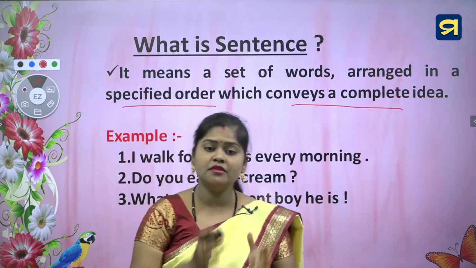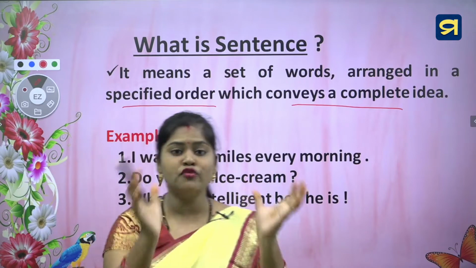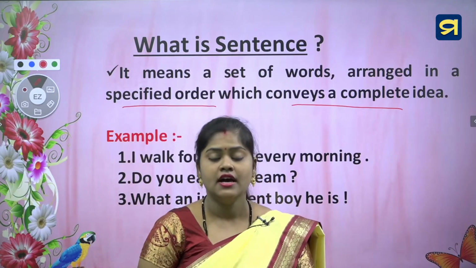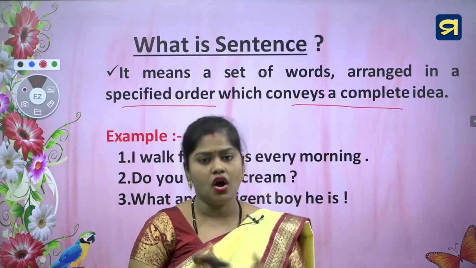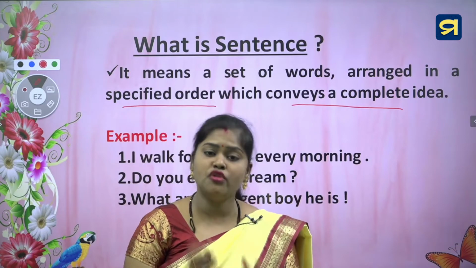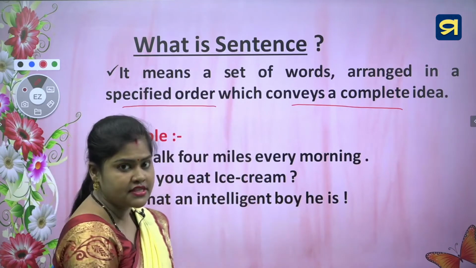So what is the meaning of the sentence? Number one, always remember that it is a group of words. Second one, arranged in a particular order, arranged in a specified order. Third one is it conveys a complete idea or which makes a complete sense. Okay, here are some examples of sentence.